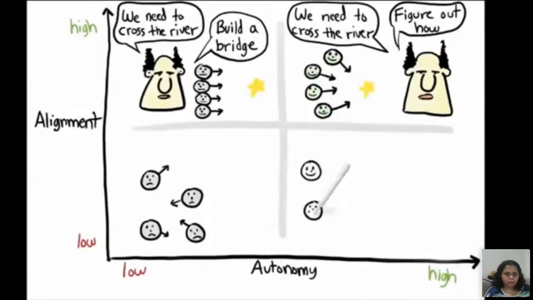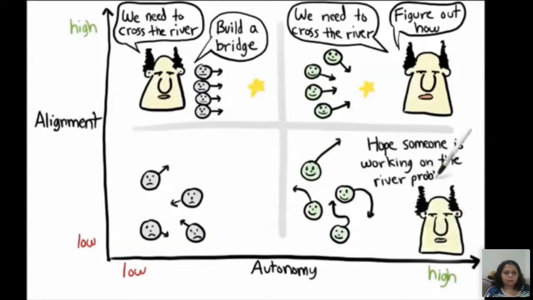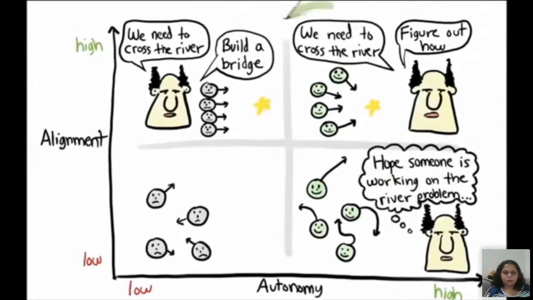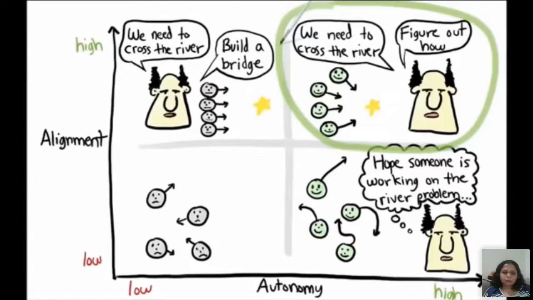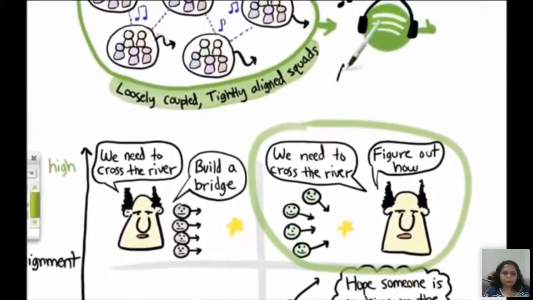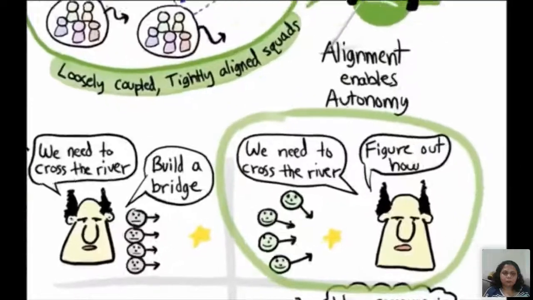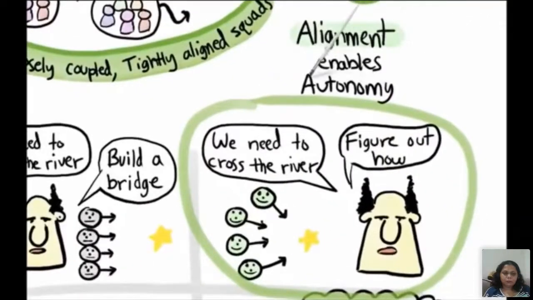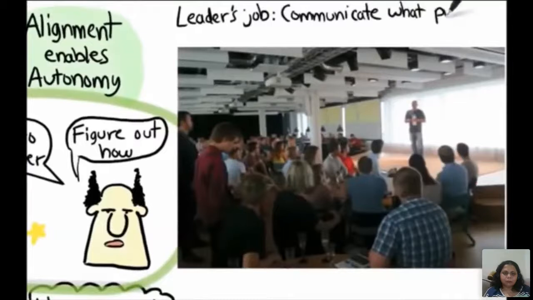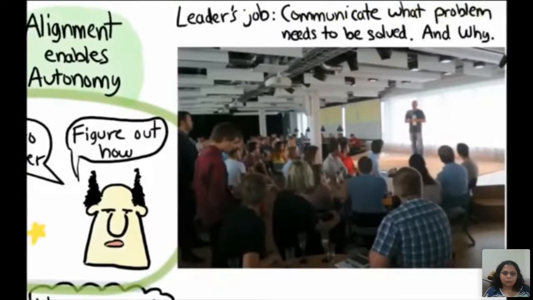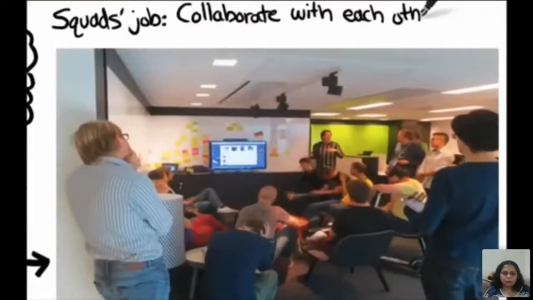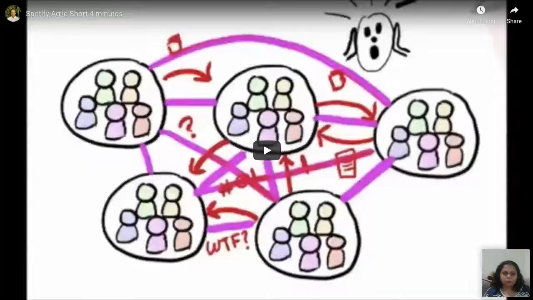Low alignment and high autonomy means teams do whatever they want and basically all run in different directions. Leaders are helpless and our product becomes a Frankenstein. We're trying hard to be up here, aligned autonomy, and we keep experimenting with different ways of doing that. So alignment enables autonomy. The stronger alignment we have, the more autonomy we can afford to grant. That means the leader's job is to communicate what problem needs to be solved and why, and the squads collaborate with each other to find the best solution.